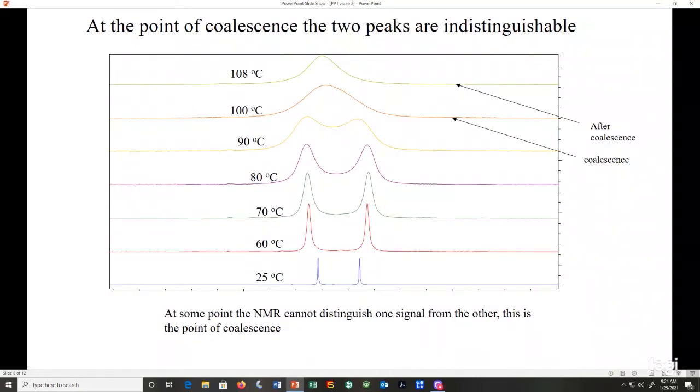Here are all of the spectra collected for this experiment. As temperature increases, line broadening increases until eventually one peak cannot be distinguished from the other. This is the point of coalescence. A good analogy would be observing a propeller at rest and being able to see all the individual blades, as opposed to the propeller spinning very rapidly where you could not see the individual blades, rather just an outline of the space that the blades are occupying.